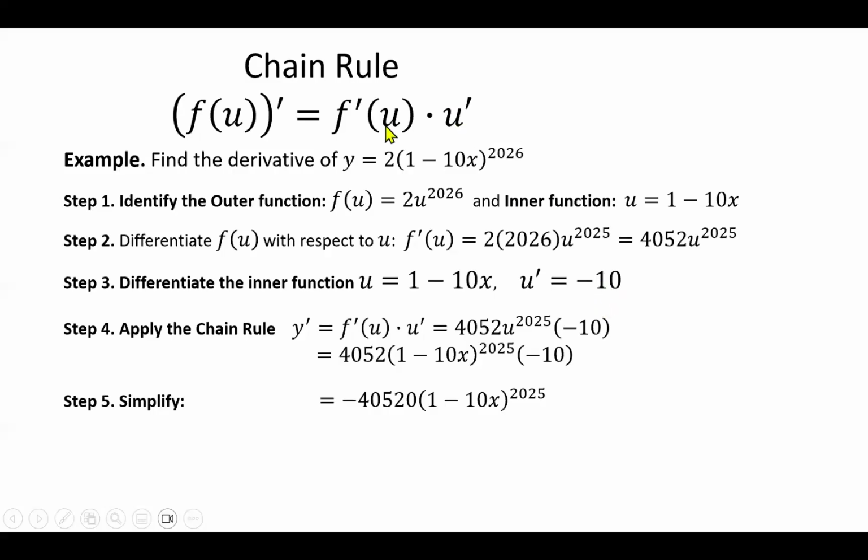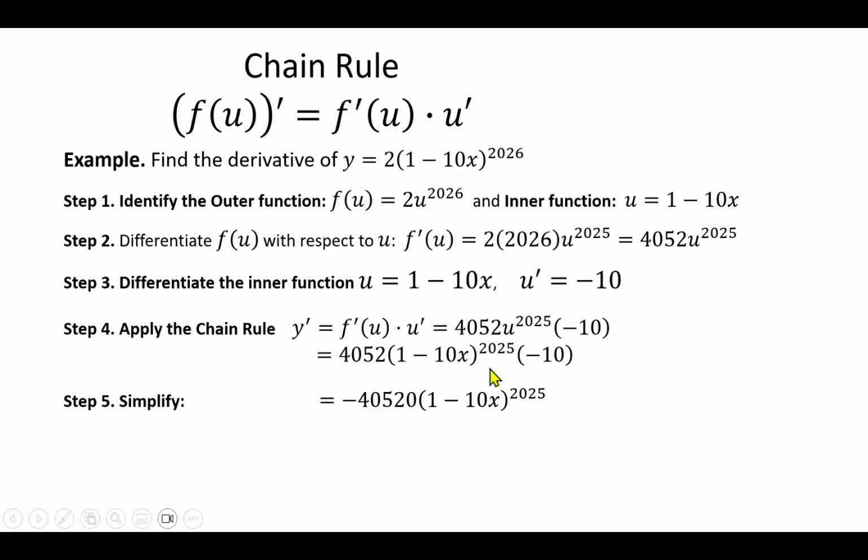And so the chain rule says that you find the derivative of the outer function and then times the derivative of the inner function. But the outer function has to be evaluated at u. So I got this for the derivative of the outer, so I gotta go substitute the u with the whole 1 minus 10x, and then times the derivative of the inner or the inside, which is negative 10.